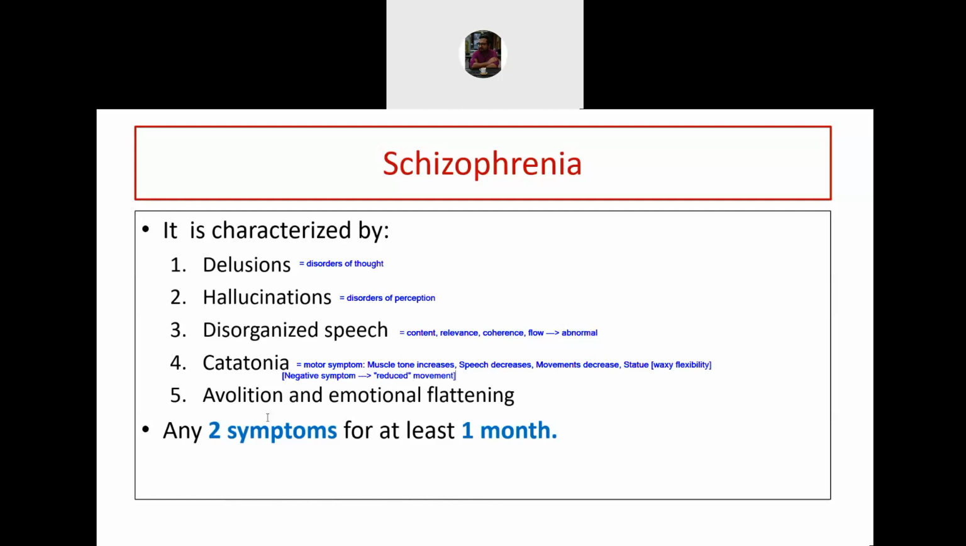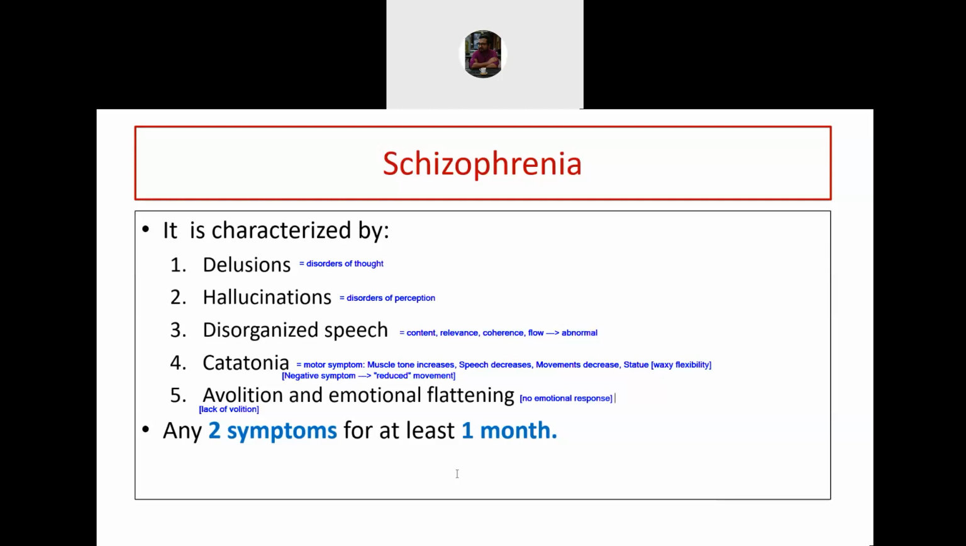A similar negative symptom is avolition and emotional flattening. Volition means voluntary activity. Avolition means lack of volition. So the person doesn't want to do anything, just sits at the corner of the room. And emotional flattening means that there is no emotional expression. So if you say something funny, the person doesn't laugh. If you say something sad, the person doesn't cry. There is no emotional response and there is a mask-like face. This is known as emotional flattening. These are also examples of negative symptoms because they represent absence of something, absence of volition or absence of emotional response.